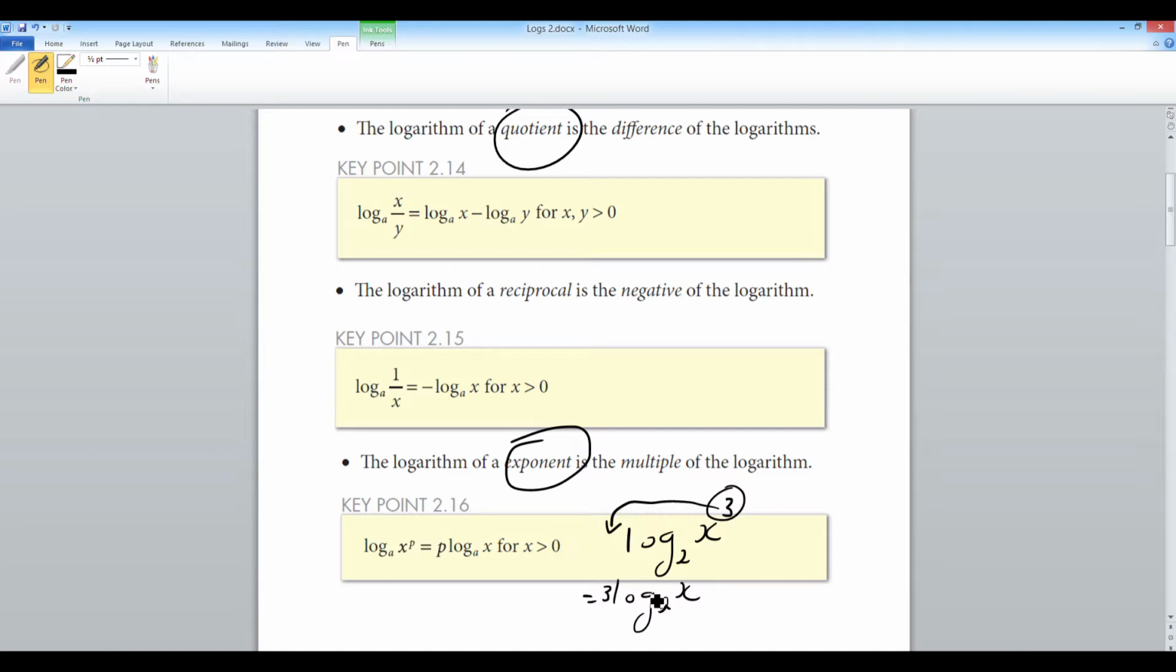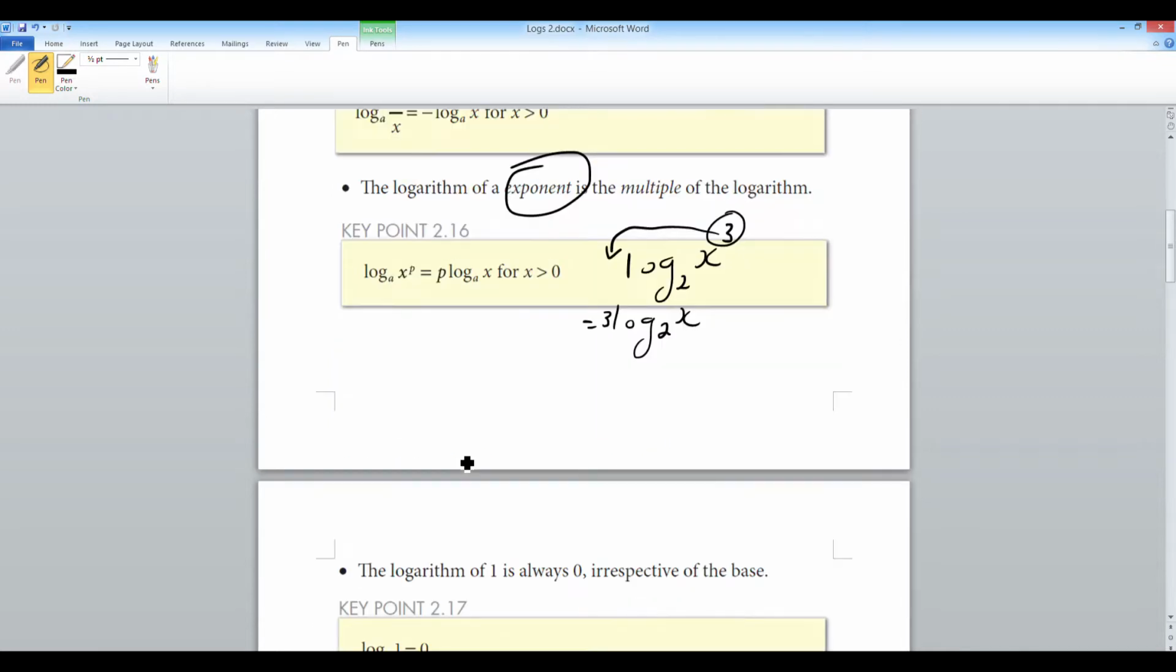Because we have this law, I can apply it to my reciprocal law. 1 over x is the same as x to the power of minus 1. So I take my power minus 1 and I multiply it to the front. That's why we have this law. It is derived from our power rule.